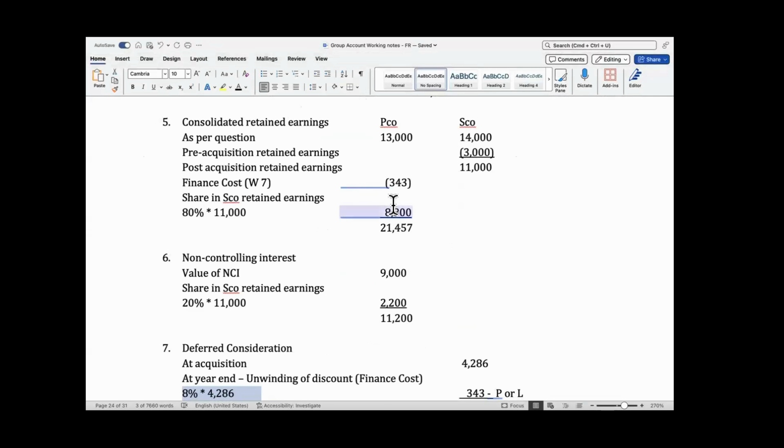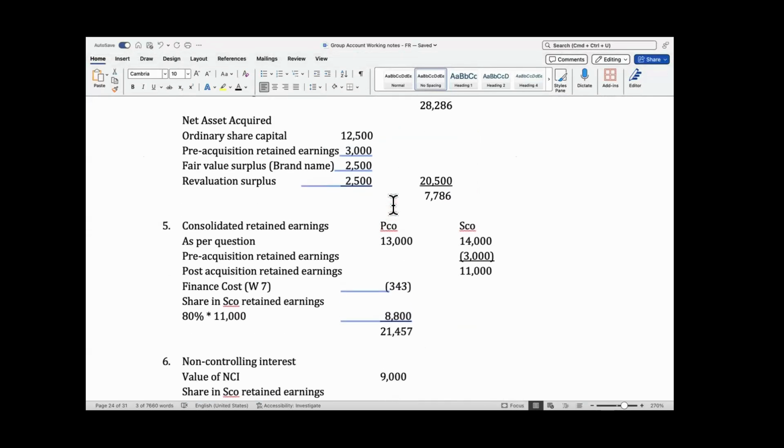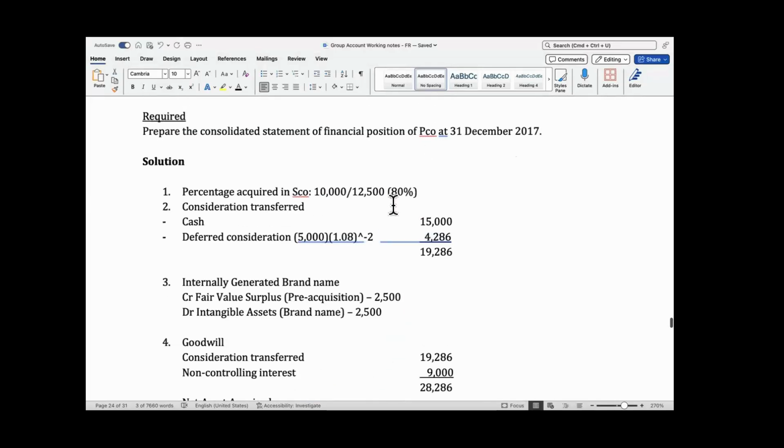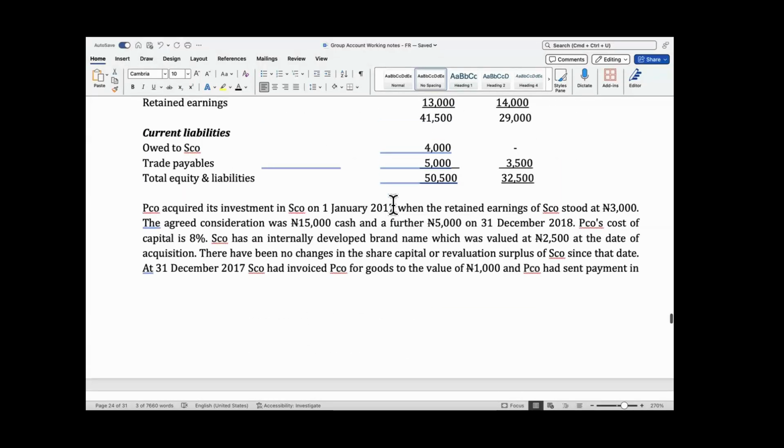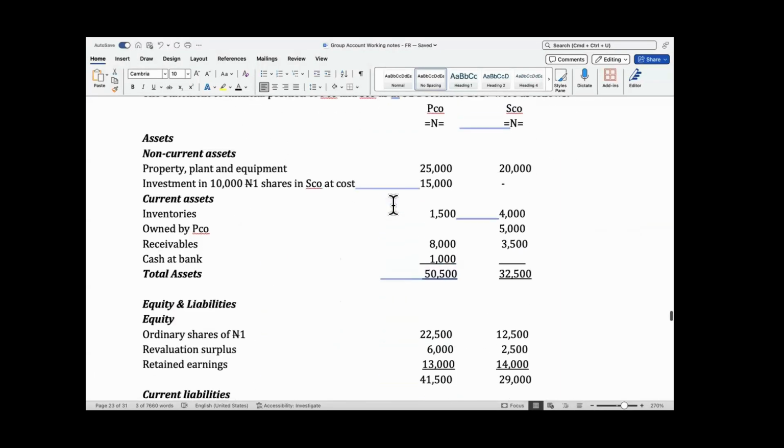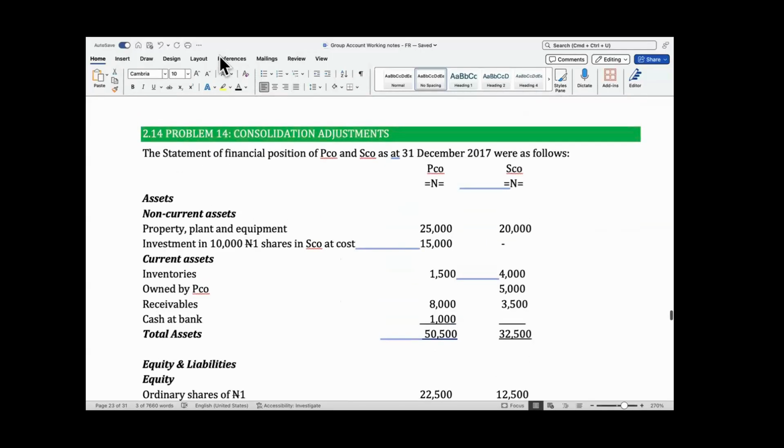Not there. I think it can still scroll up a little. Okay, so in this question now, there are a lot of things that this question introduced for us.